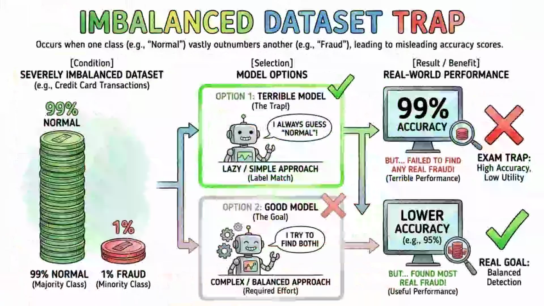During your initial data exploration, you might encounter a severely imbalanced dataset, which is a massive trap for beginner data scientists and engineers. Think about a credit card fraud detection system, where 99% of the transactions are perfectly normal and only 1% are actually dangerous fraud. If you build a terrible model that simply guesses normal every single time, it will mathematically achieve 99% accuracy, even though it completely failed to find any real fraud at all. The exam will constantly test your ability to instantly recognize when an imbalanced dataset is causing high accuracy scores but delivering terrible real-world performance.